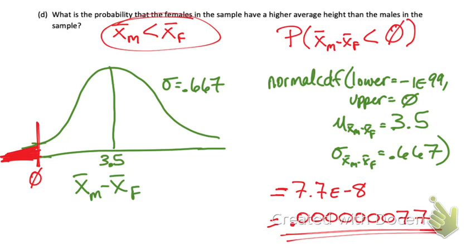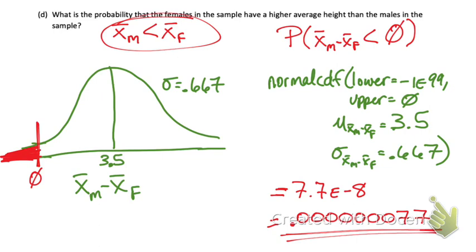But what is this that we just found? Here's what we just found, you guys. We just found the probability that I go to the female population and select 50 women and get their average height, and I go to the male population and get a sample of 30 men and get their average height. This is the probability that the average height for those 50 women is bigger than the average height of those 30 men. That's what this is.